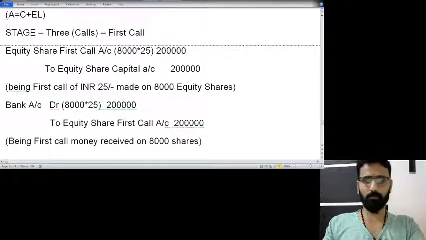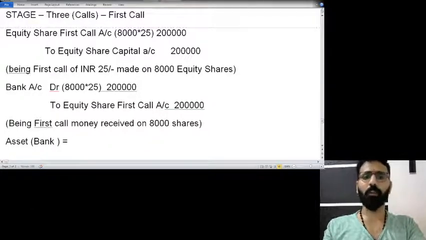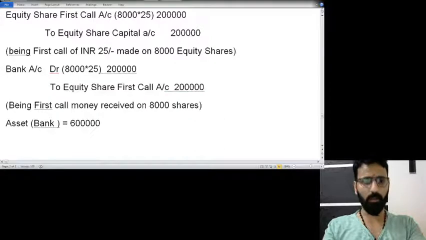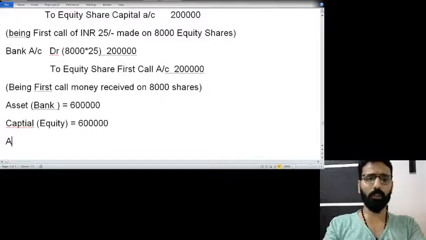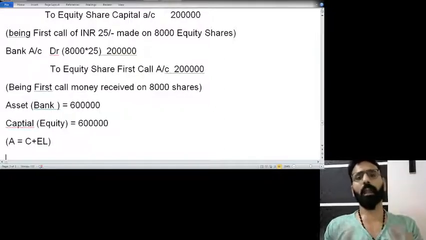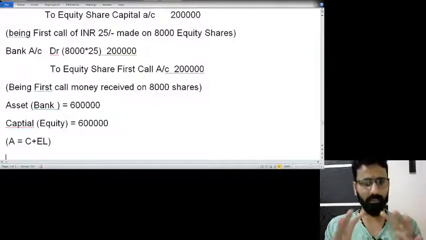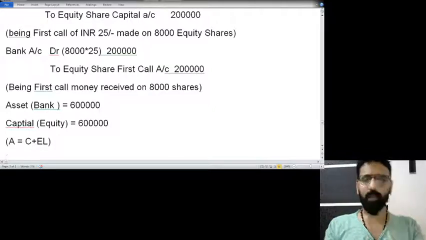8,000 shares. Let us see the accounting equation. Asset, bank, you received total 4 plus 2, 6 lakhs. And your capital, equity, is 6 lakhs. And your accounting equation of assets equals capital plus external liabilities is again matched, and your balance sheet is exactly tallied. This is stage 3, first call. In stage 3 one more call is left, that is the second call.